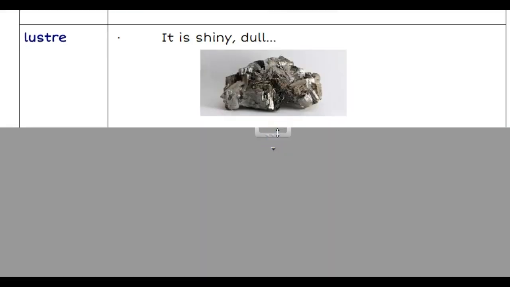So the next term is luster. The physical property of luster describes how shiny a substance is or how dull it is. In fact, I'm going to insert the fancy word here. The fancy word for shiny is lustrous. Right? That's a sciencey word to describe how shiny something is. So for example, metals tend to reflect light really well. They are lustrous, as opposed to a lot of non-metals, which tend to be dull. In other words, not shiny.